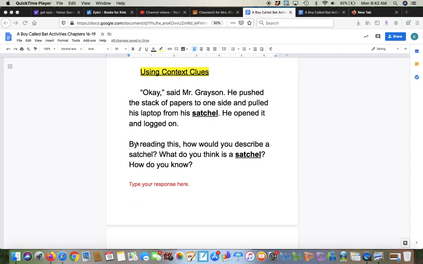And now the question is, by reading this, how would you describe a satchel? What do you think is a satchel? And how do you know? So you're going to not only tell me what you think it means, but you have to explain how you know. What clues in here told you that, that was the right meaning? Okay? So I want you to really think about that one.